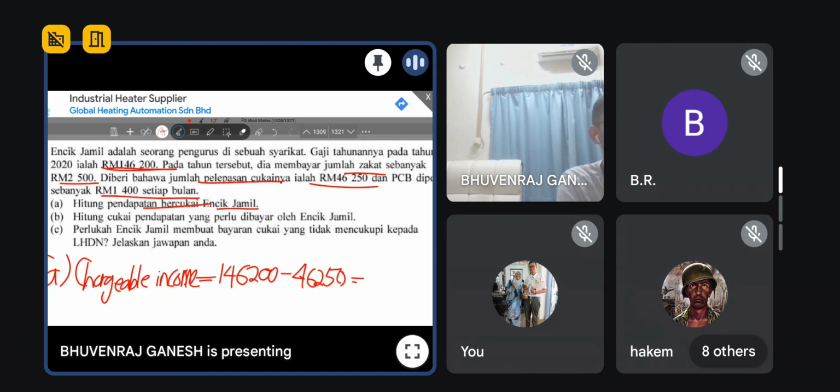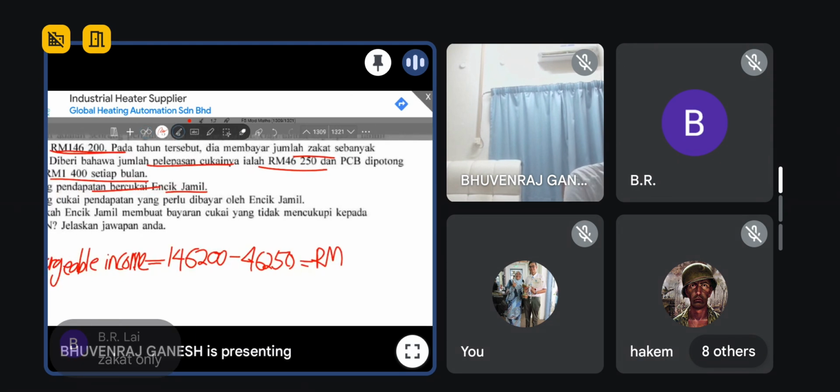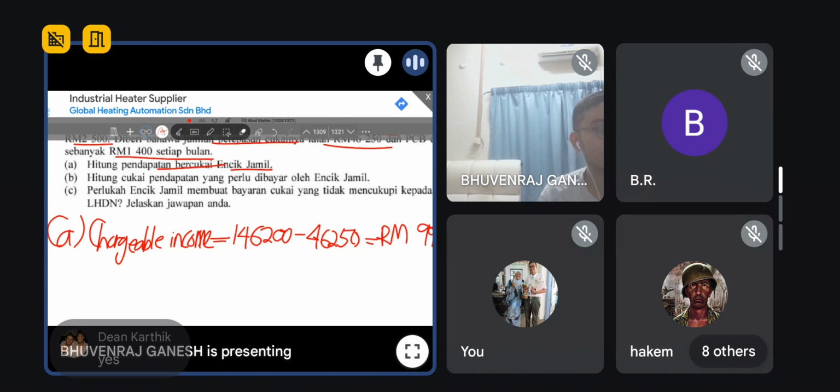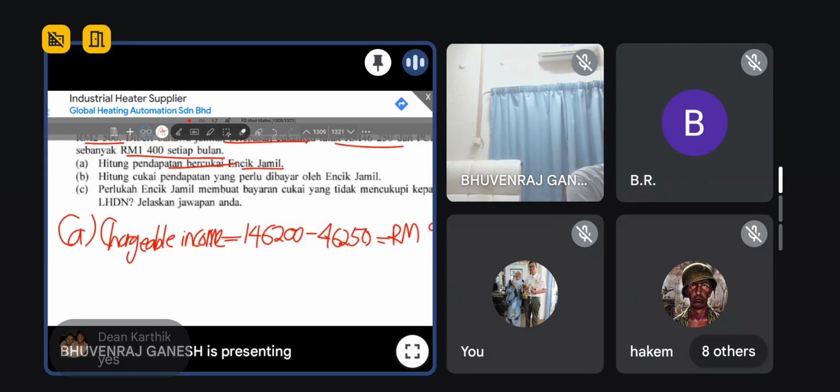Okay, so you will get 146,200 minus this one, you will get the answer RM 99,950. Okay guys, can you get the answer? This is for part A. The answer for question A. Okay, very good. Second part, they ask you to count your income tax.